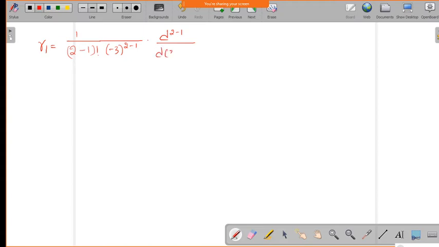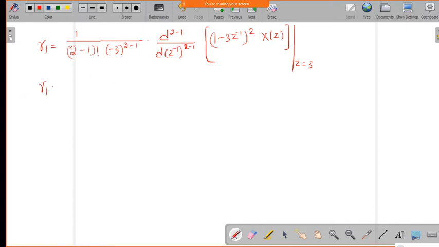So now d by dz inverse to the power 2 minus 1, into 1 minus 3 z inverse whole square into X of z. This will be evaluated at z equal to 3. So now we can evaluate this for gamma 1.